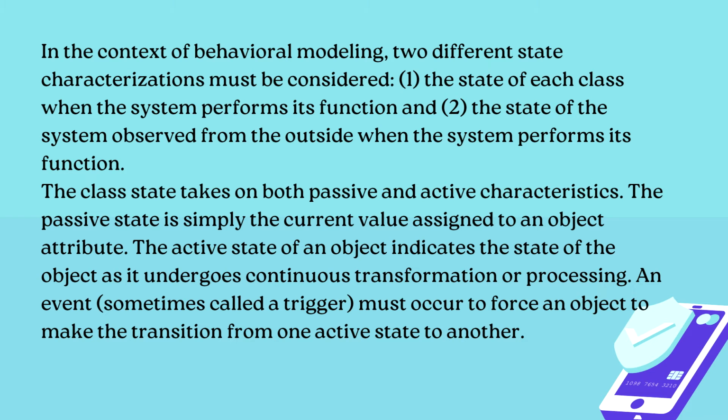The class state takes on both passive and active characteristics. The passive state is simply the current value assigned to an object's attributes. The active state of an object indicates the state of the object as it undergoes continuous transformation or processing. An event, sometimes called a trigger, must occur to force an object to make the transition from one active state to another.